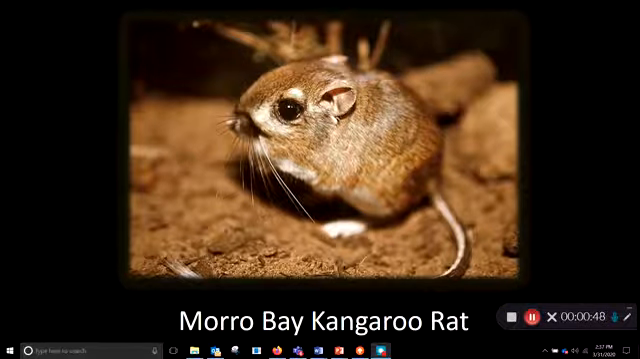Now, what we're going to do is explore how this is possible. First, we're going to look into the nephron, that functioning unit, and see its varying components, and then we're going to apply what we learned about humans to this little Morro Bay kangaroo rat to make certain we fully understand the nephron. So without further ado, let's begin our discussion.